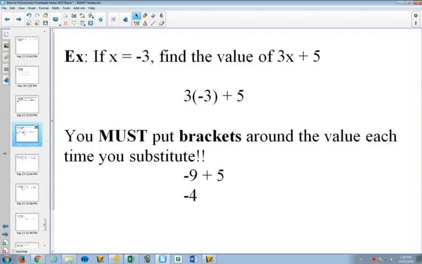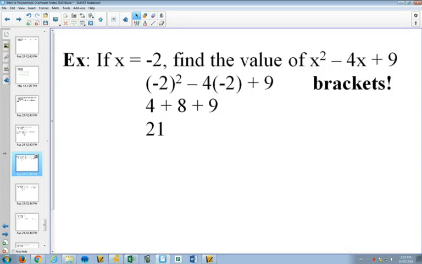Yes, write it down. And when you're plugging in a value with substitution, it's good practice to put brackets around it. Then it's just your order of operations to solve. So 3 times negative 3 is negative 9, plus 5 is equal to minus 4.